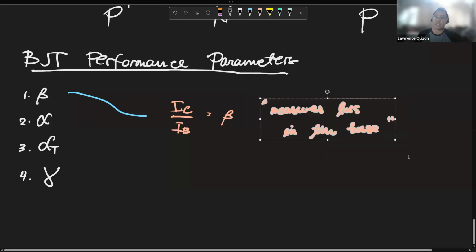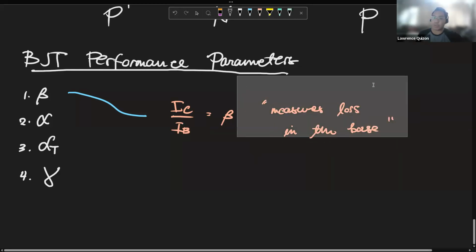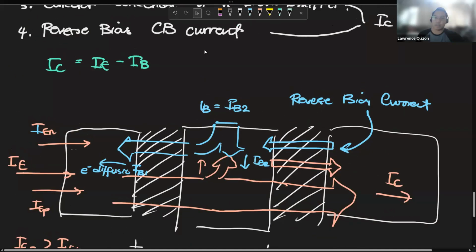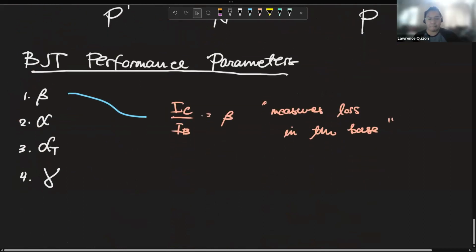So essentially, it measures the number of carriers lost, or the proportion of carriers lost, in the base. Kasi nga nagre-recombine yung carriers dito. That's what beta does.